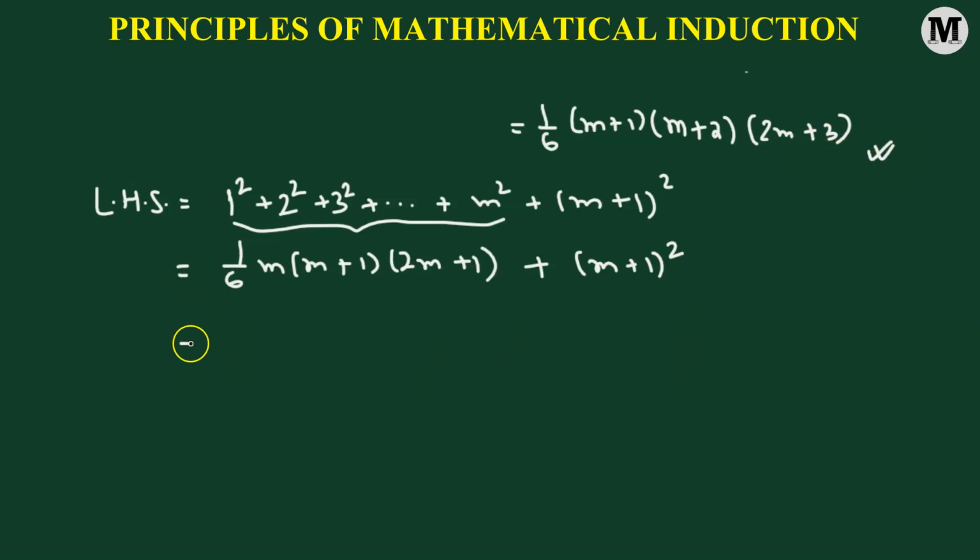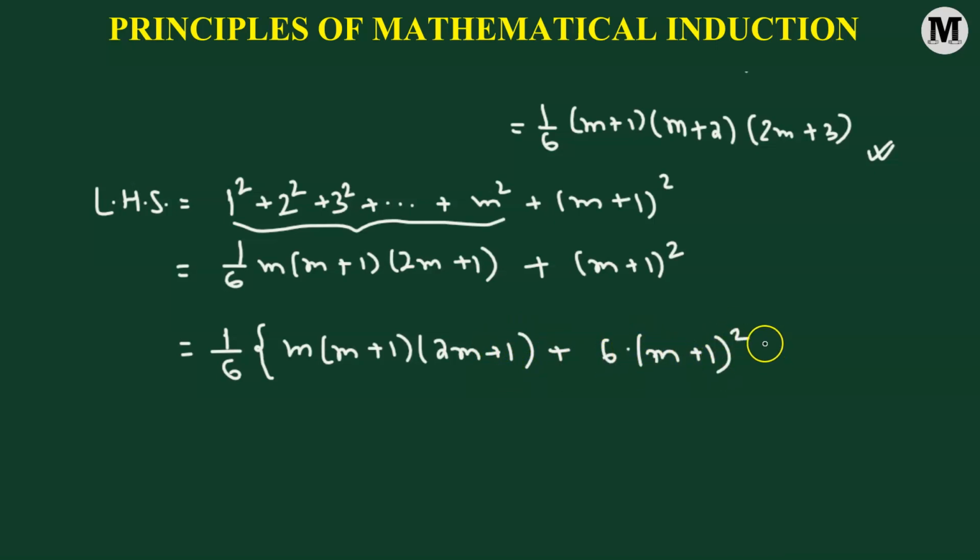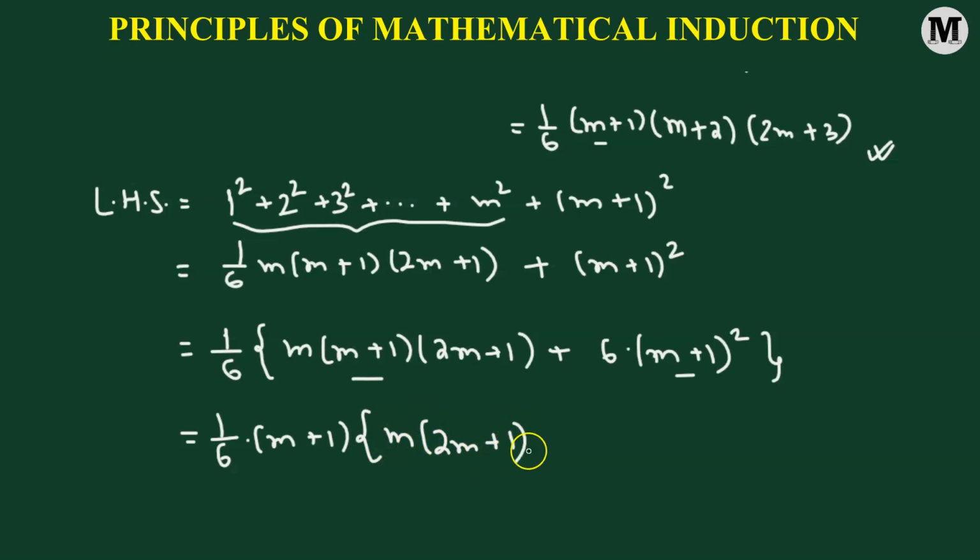Since we need a factor of 1 over 6, let's take 1 over 6 as the common factor. Now what we have here is m multiplied by (m+1) multiplied by (2m+1), added to 6 times (m+1) whole squared. As you can see, we have the expression (m+1) here. We can pull out (m+1) from both of these two terms, such that we have 1 over 6 times (m+1) multiplied by m times (2m+1) added to 6 times (m+1).